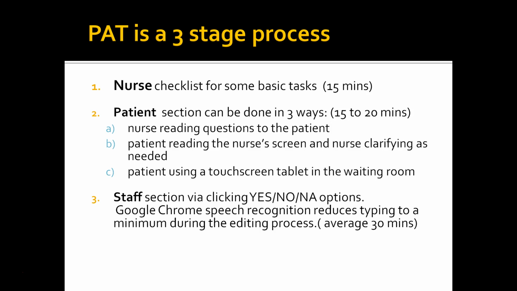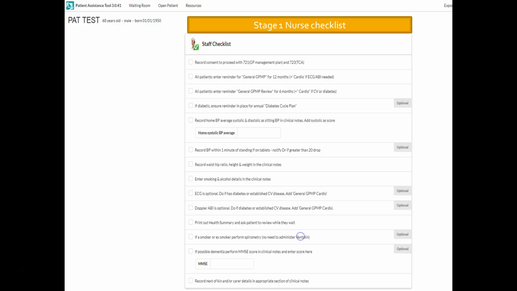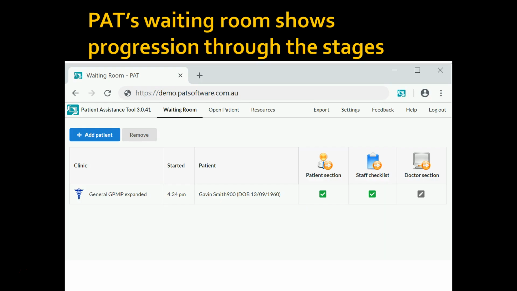The staff section is very simple. It's just a series of questions for the doctors. It's yes, no or not applicable. Once a problem is identified, PAT offers Google Chrome speech recognition to reduce typing to a minimum. At the end, the GPMP and TCA is automatically generated and exported to Best Practice. Typically, this is stage 1, the nurse checklist, a very simple list of tasks. PAT's waiting room then shows the progression. This patient has finished the patient section, finished the staff checklist, and so is ready for the doctor.